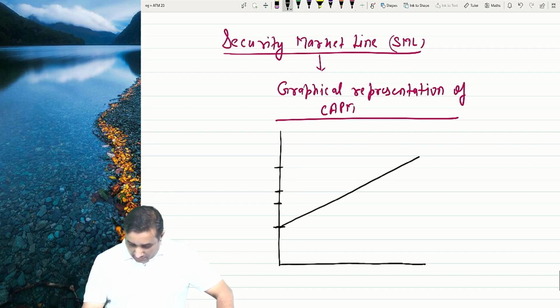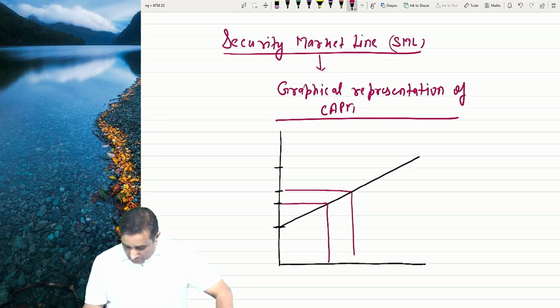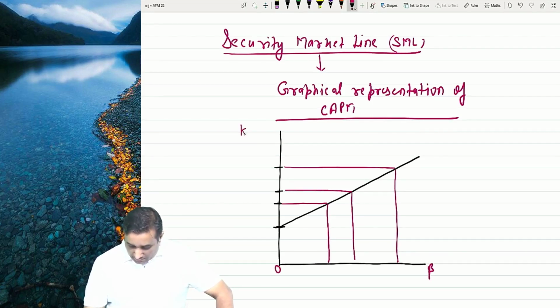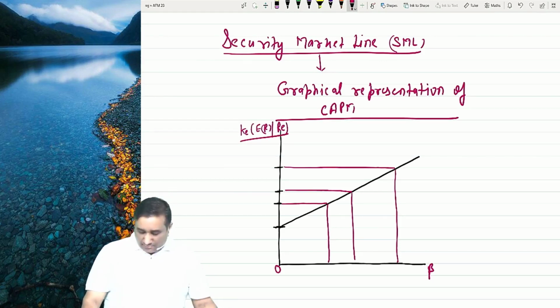So if I try, this will be this way. Now this is 0, and this is beta. This will be KE. It is interchangeably known as expected return or RE. Actually, RE is the correct term, which anyhow will come in future classes.